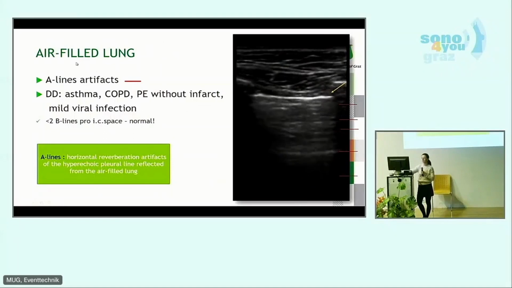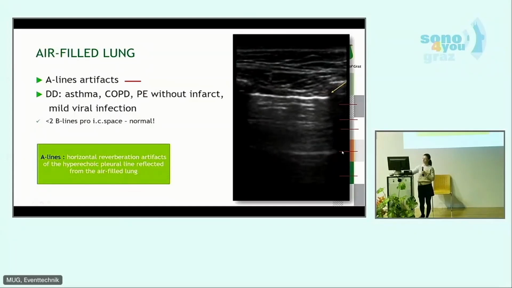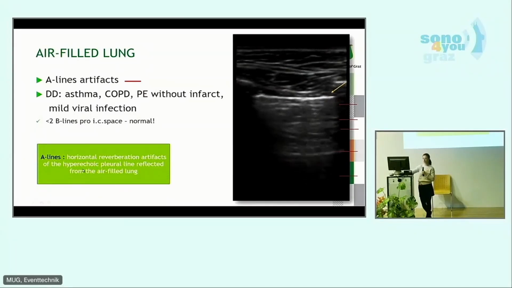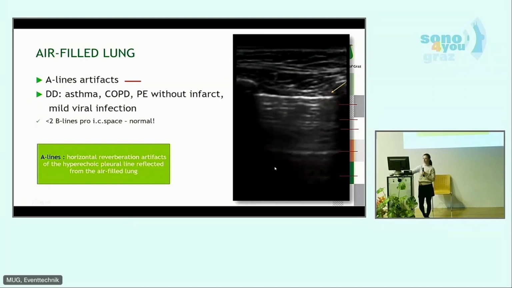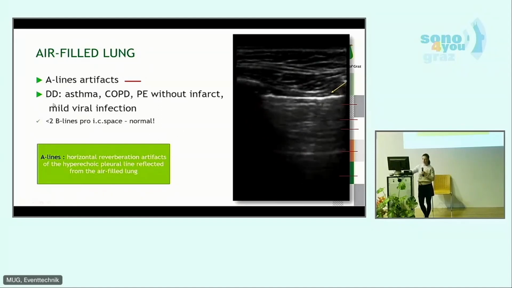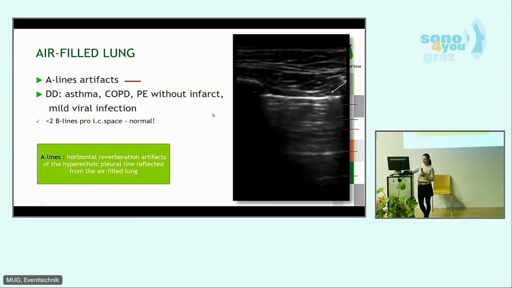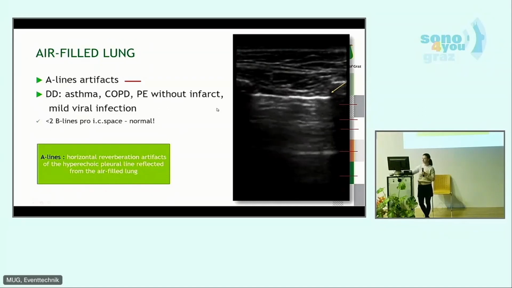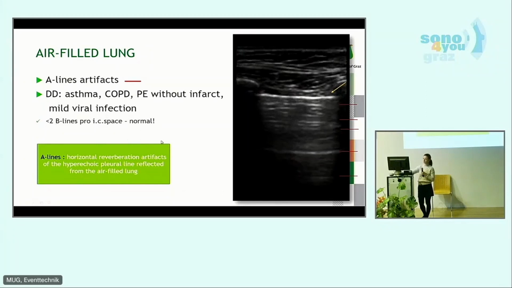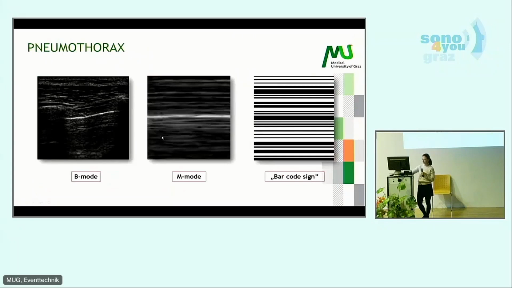Something more about every characteristic of this ultrasound. So we have air-filled lung, typically A lines. I draw this on the line. So there are numerous A lines. They are horizontal reverberation artifacts of the hyperechoic pleural line reflected from the air-filled lung. Okay, it's logical. But the problem is that we also see them in asthma, obstructive pulmonary disease, pulmonary embolism without infarct, because infarct is consolidation, so we can see it directly. And in mild viral infection, as I said also, up to 2 lines are normal per intercostal space.